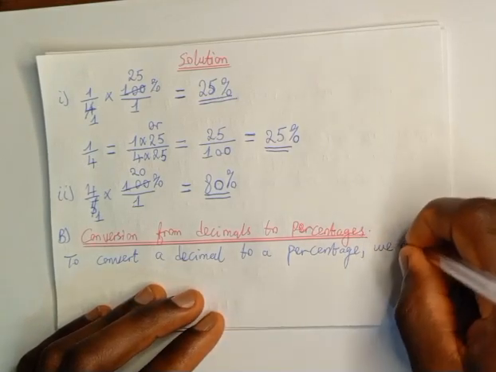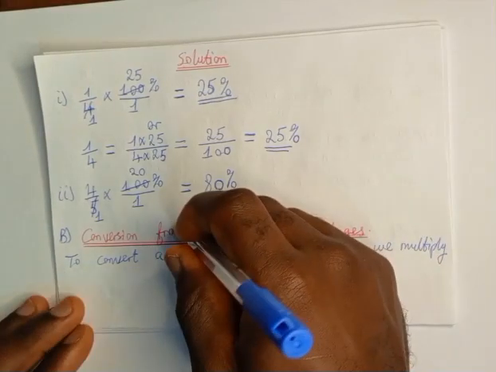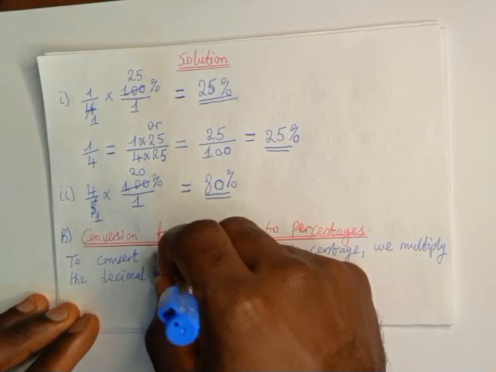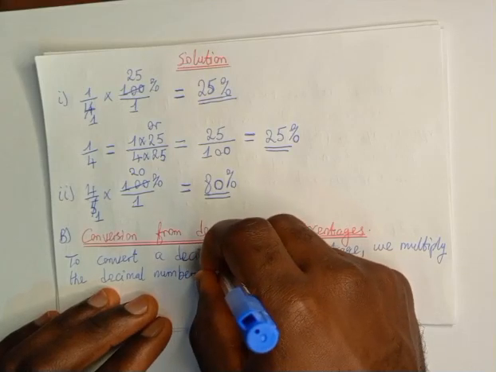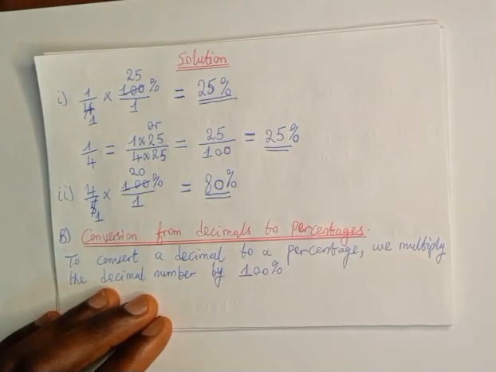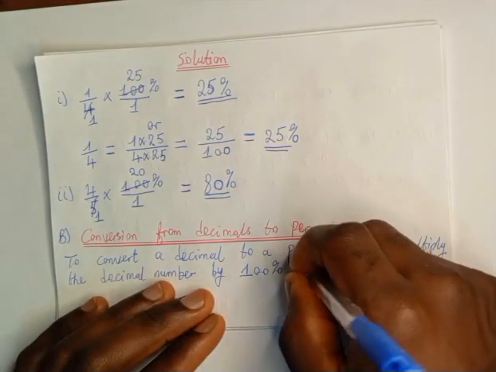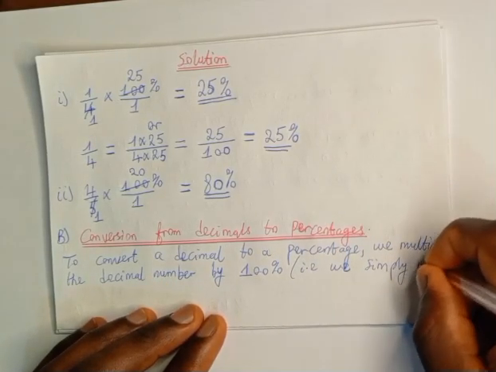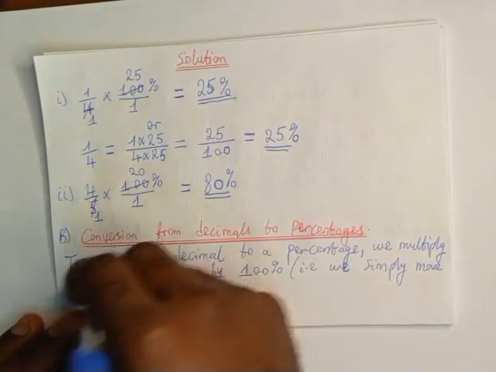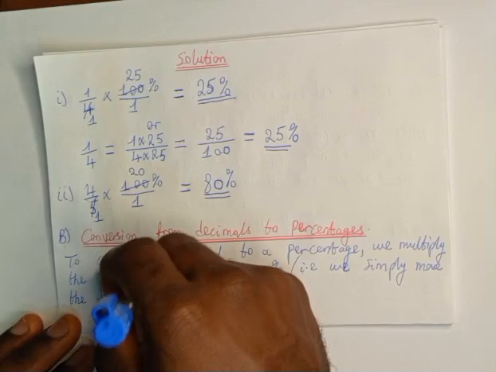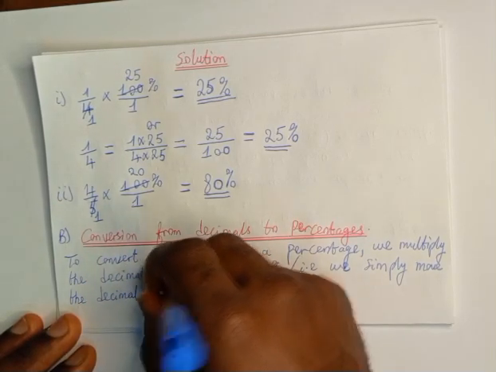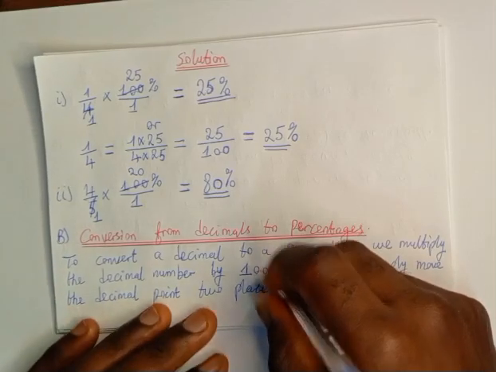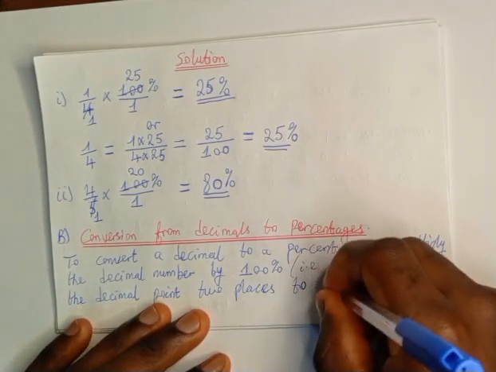We multiply the decimal number by 100 with the percentage sign, that is, we simply move the decimal point 2 places to the right.